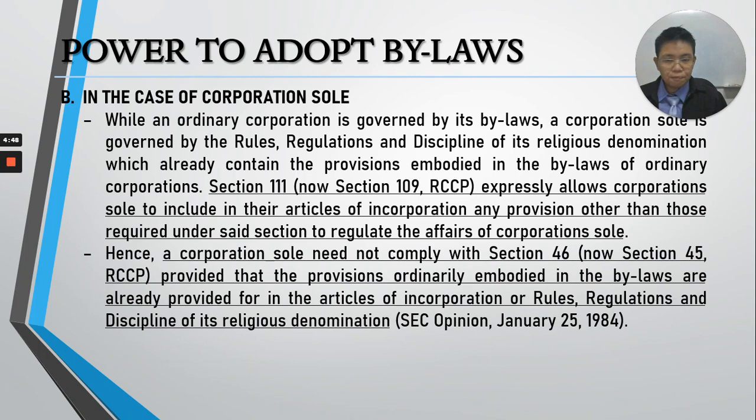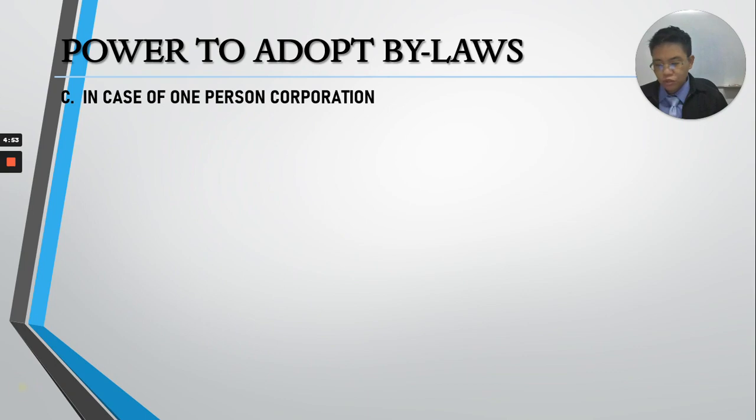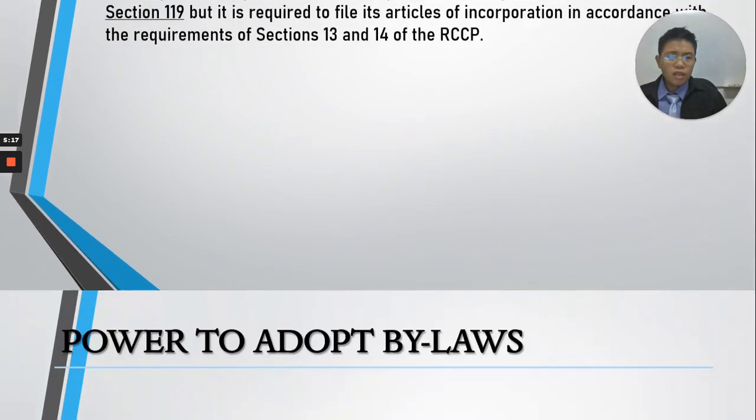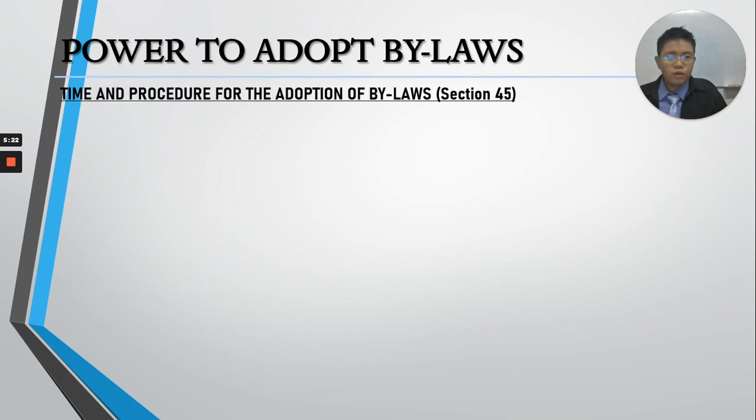What else? In case of one-person corporations, so obviously, in case of a one-person corporation, it is not required to file bylaws in accordance with Section 119. This is a new provision again, but remember, it is required to file the articles of incorporation as defined in Sections 13 and 14. Now, the next question is, when and what is the procedure for the adoption of bylaws?